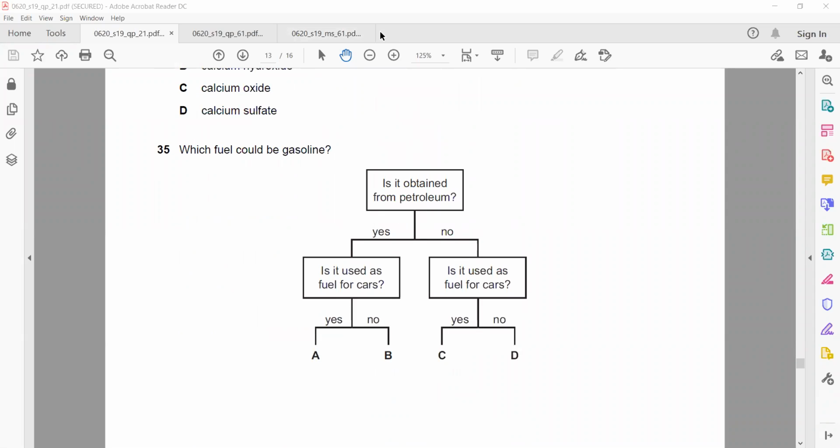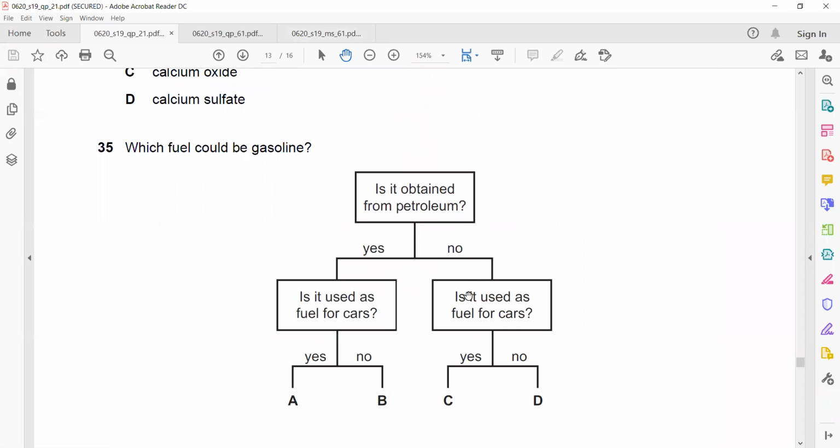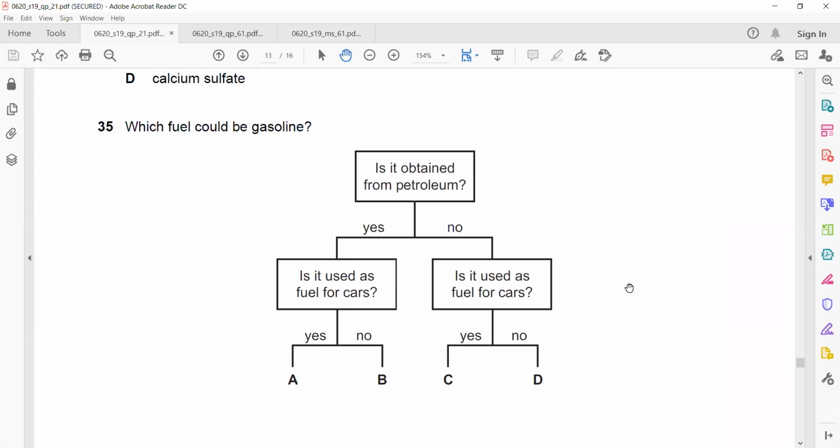Question 35. Which fuel could be gasoline? Which of the fuels could be gasoline means the petrol they're asking. So how is petrol obtained? It is obtained by fractional distillation of the crude oil or petroleum. Yes. It is used as a fuel for the car. That's also yes. So A is the right answer.